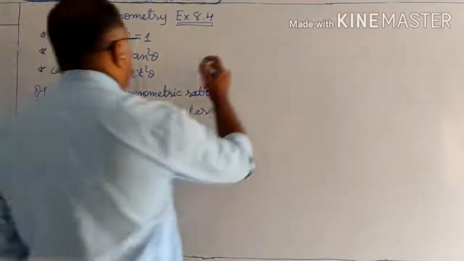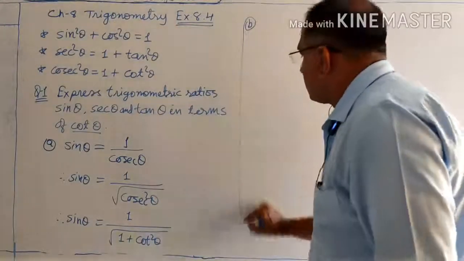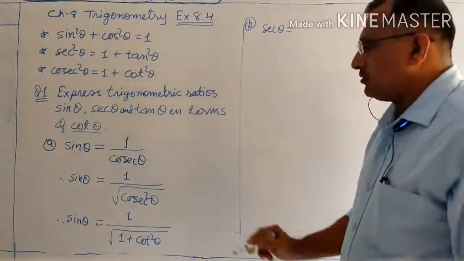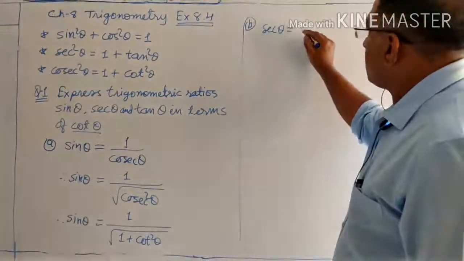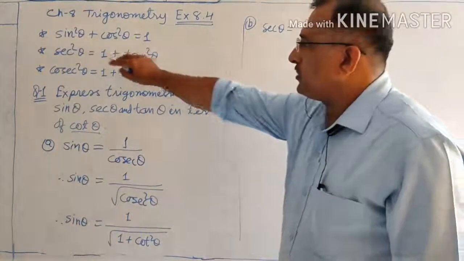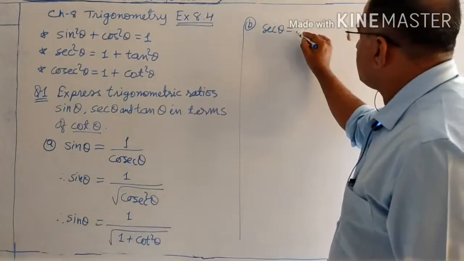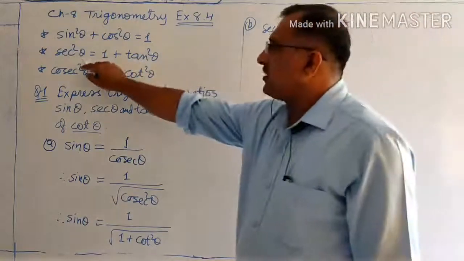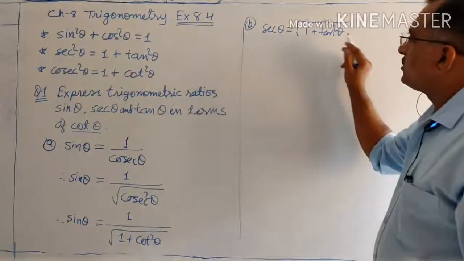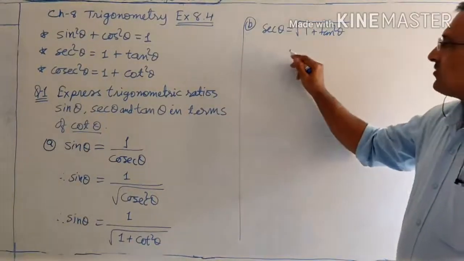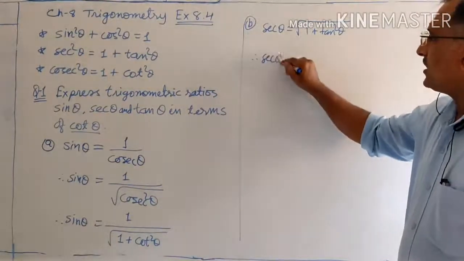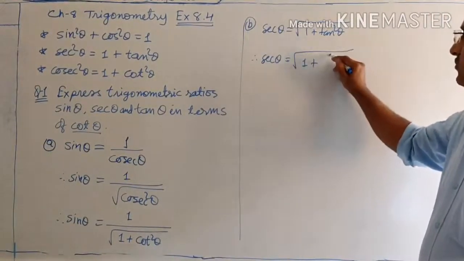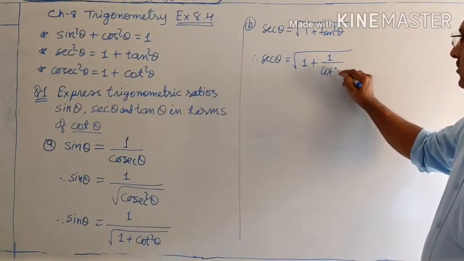Now second point B, convert sec theta. As we know, sec theta here, that is in terms of cot we want. So we know sec square theta is equal to 1 plus tan square theta. So sec theta is equal to square root of 1 plus tan square theta, and therefore sec theta is equal to square root of 1 plus, as we know, tan square theta means 1 upon cot square theta, trigonometric ratio.